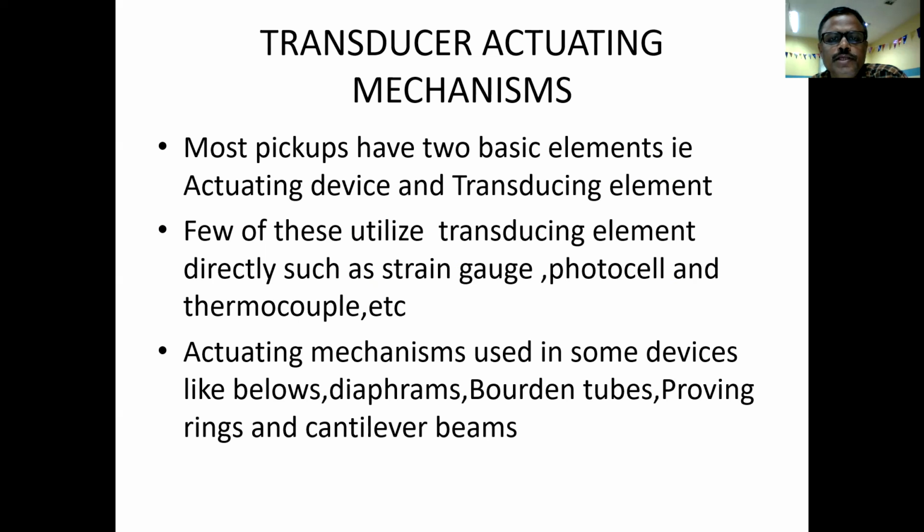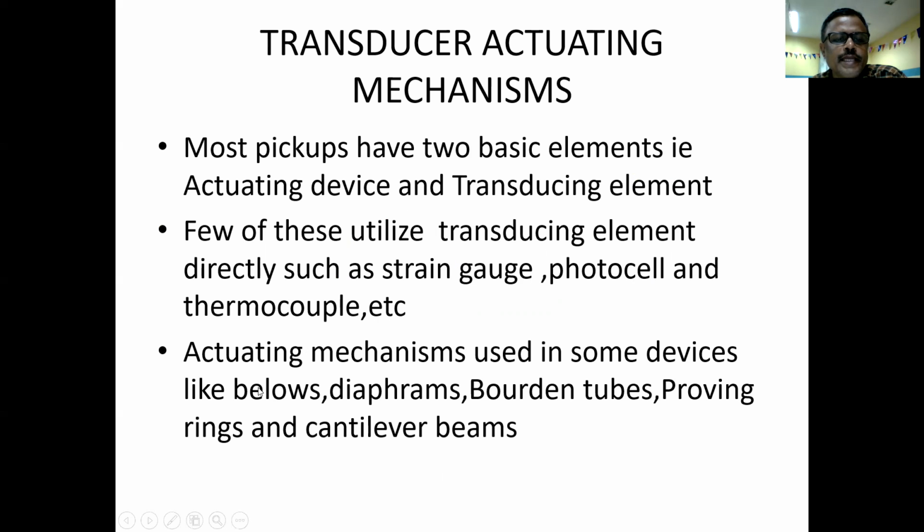Few of these utilize the transducing element directly, such as strain gauges, photocells or thermocouples, etc. So there is a transducing element which is used directly. There is no actuating mechanism in strain gauges, photocells and thermocouples. In these three that are listed here, they will not make use of the actuating mechanism. They directly have the transducing element, that is the conversion element.